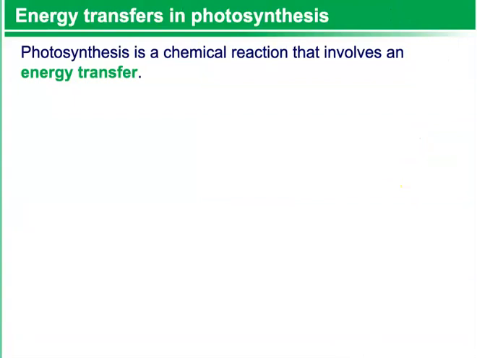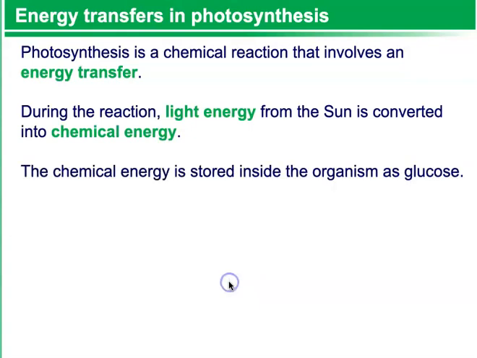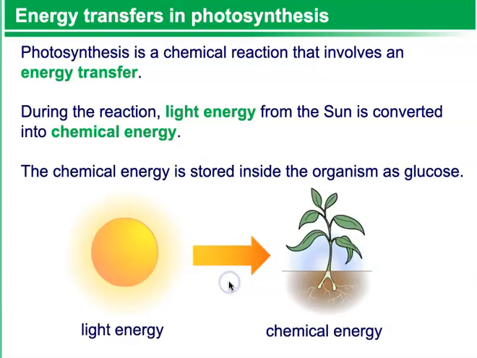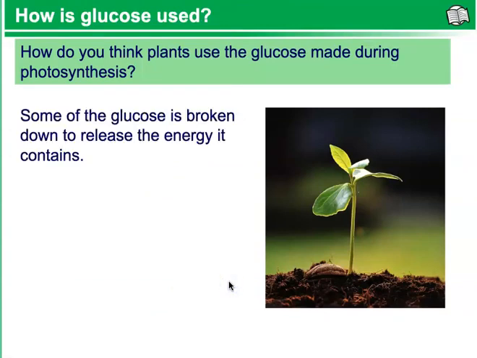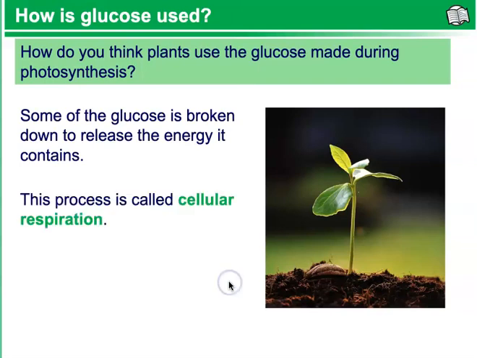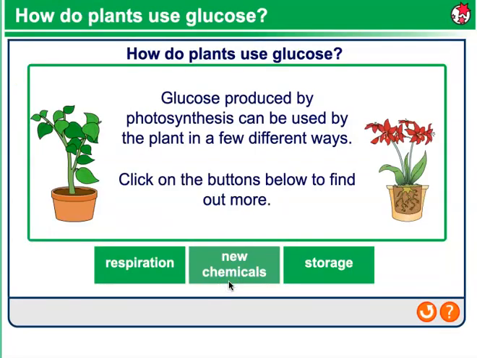Energy transfers in photosynthesis. Photosynthesis is a chemical reaction that involves an energy transfer. During the reaction, light energy from the sun is converted into chemical energy. The chemical energy is stored inside the organism as glucose. So how is glucose used? Some of the glucose is broken down to release the energy it contains. This process is called cellular respiration. Glucose is also used to build other molecules that make up cells and tissues.